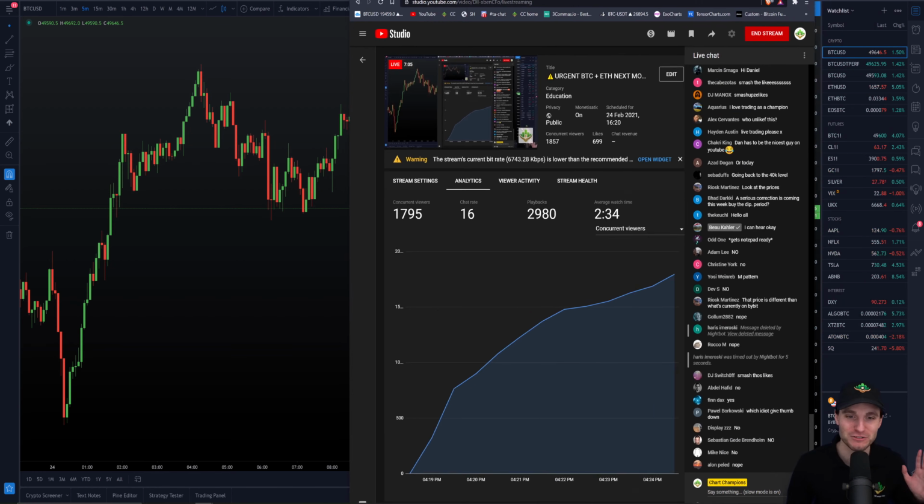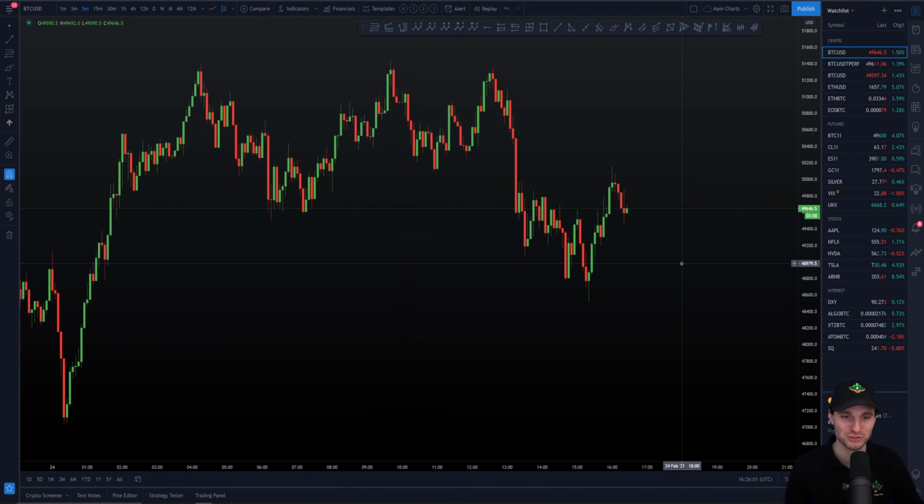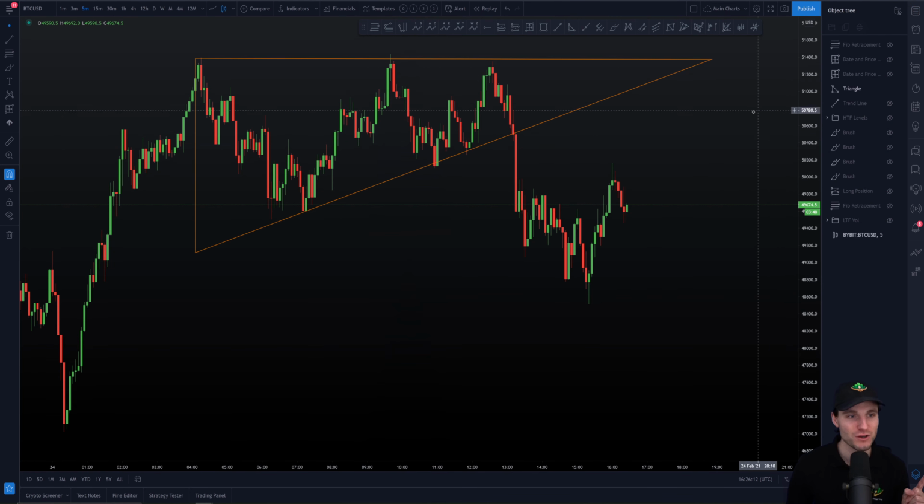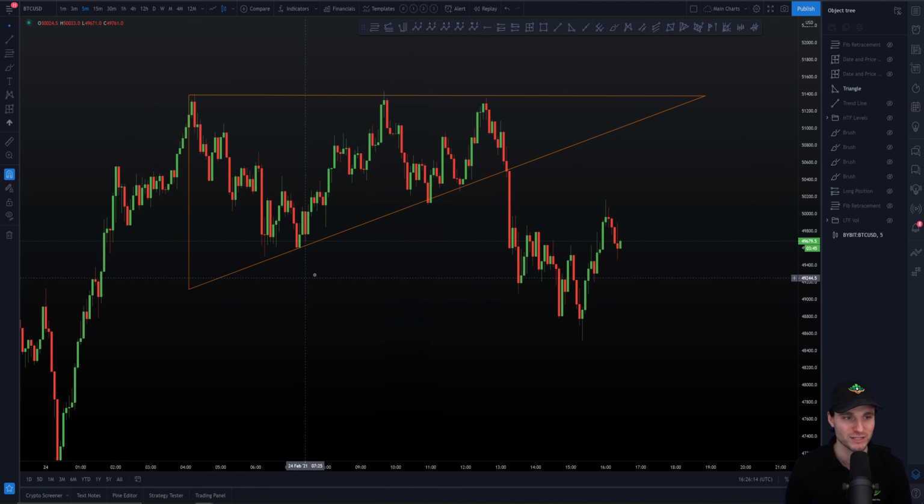Everybody knows that we do not trade patterns that everybody else trades, because they never work out. So what was the pattern that literally everybody and their mothers was talking about this morning? Ladies and gentlemen, it was the triangle. Everybody was talking about this ascending triangle. It's fairly obvious. You had your clear resistance, you had your clear support.